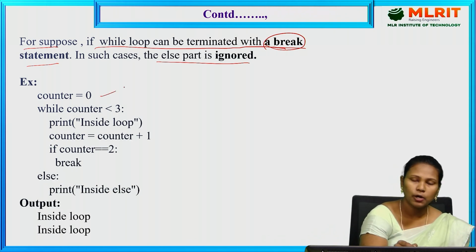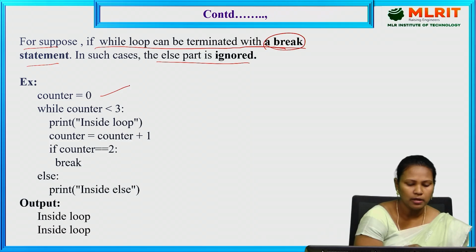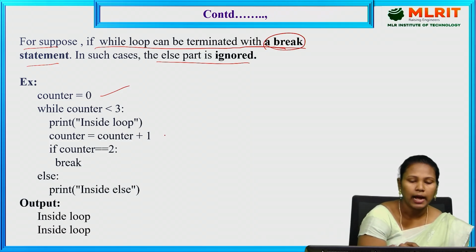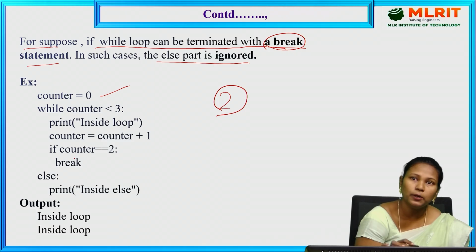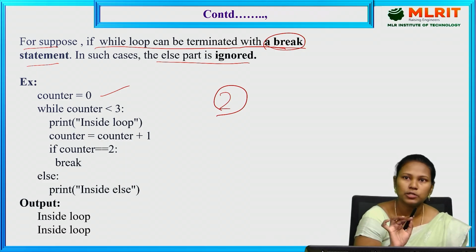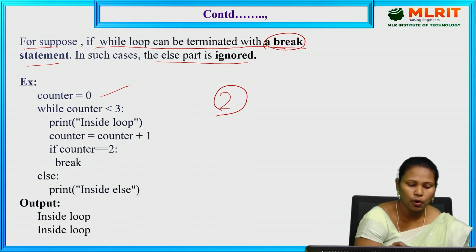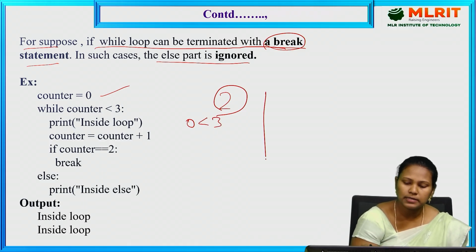So here is counter equal to 0, the same example. Counter equals counter plus 1. Every time the counter is incrementing while it is less than 3, meaning up to 2 it prints the values. If counter equals 2, it goes to the break, which means it stops the execution. So now counter equals 0, 0 is less than 3, the condition is true, and it prints inside loop.